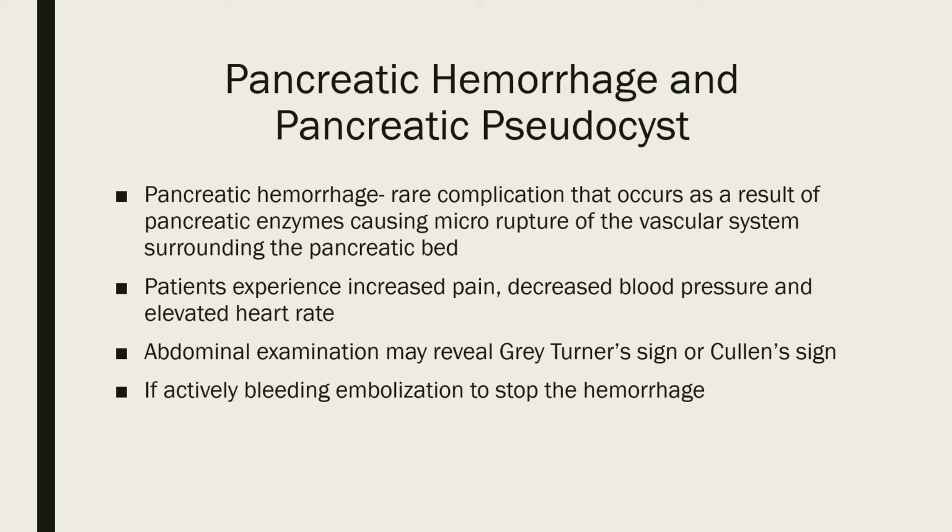Patients will experience increased pain, a decreased blood pressure because they're bleeding, and an elevated heart rate. So decreased blood pressure, elevated heart rate. This tells me that my patient is going into shock. Abdominal examination may reveal either Gray-Turner sign or Cullen sign, which are signs of retroperitoneal hemorrhage. If actively bleeding, then embolization will be required to stop the hemorrhage.